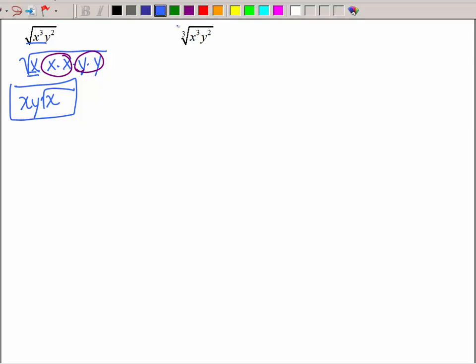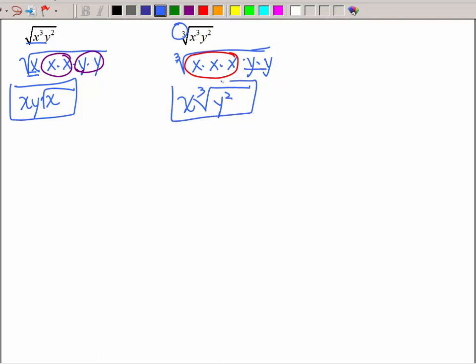Is that going to be the same answer as the next one? No, because I'm looking for a cube root. So just like before, I have 3 x's and 2 y's, but I'm looking for 3 of a kind. So the x comes out. Oop, I left out my little index, and I've been fussing at y'all, so I need to put that little 3.